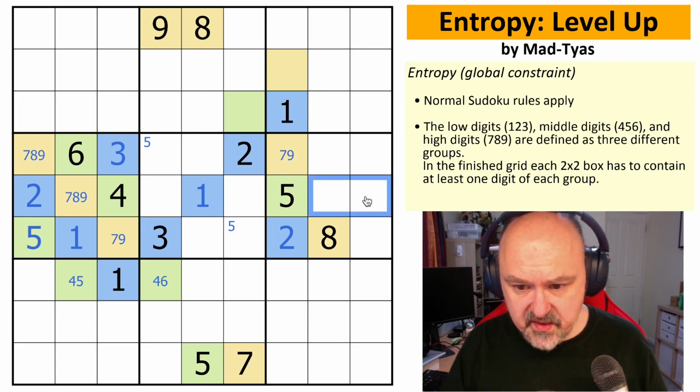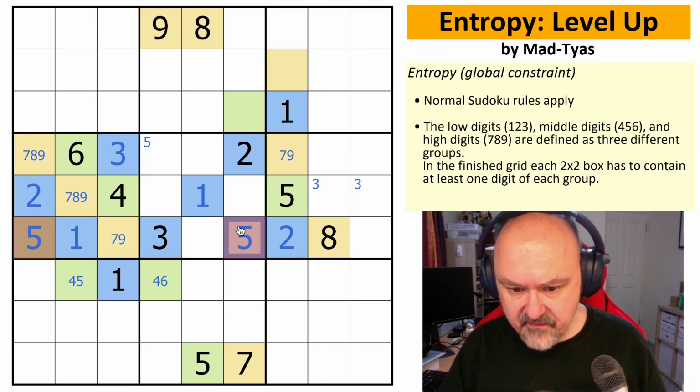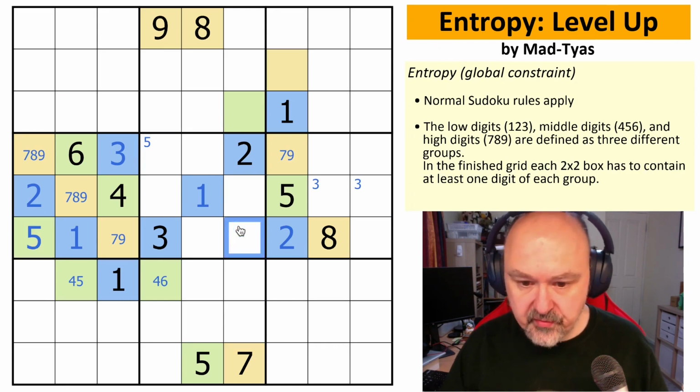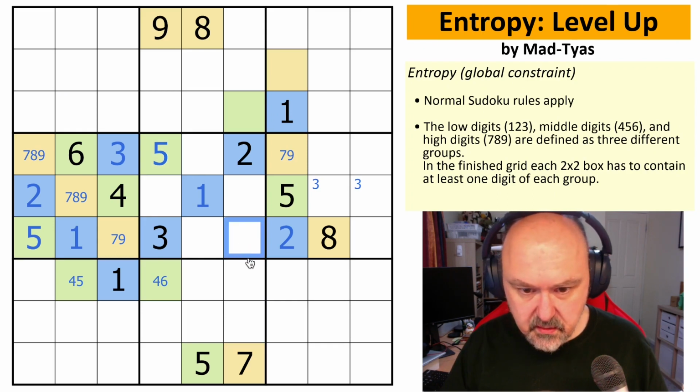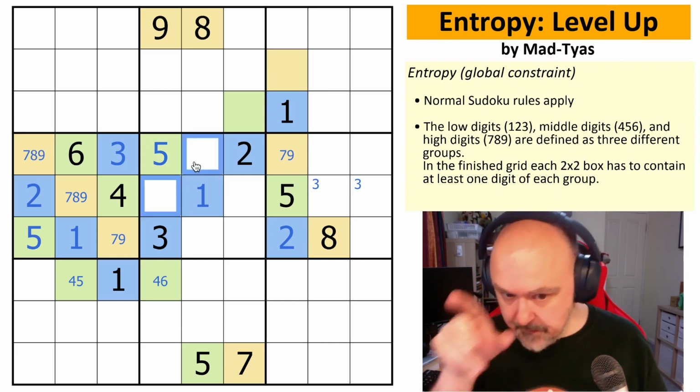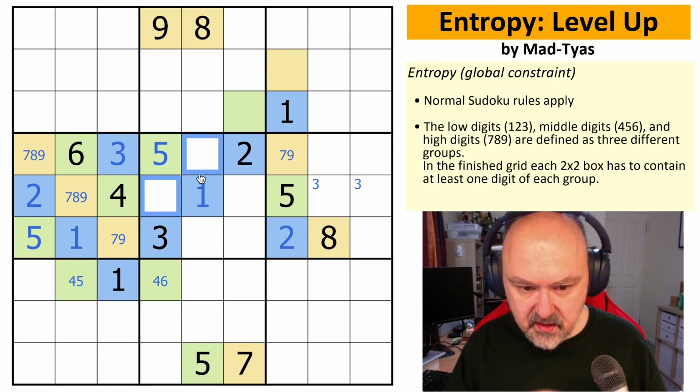So 3, 3. I need to put a 3 in there. Five, 5. So this is not the 5, not the 5. This becomes the 5 and is therefore green. So there's a yellow in here, but that was not news. That is very old.